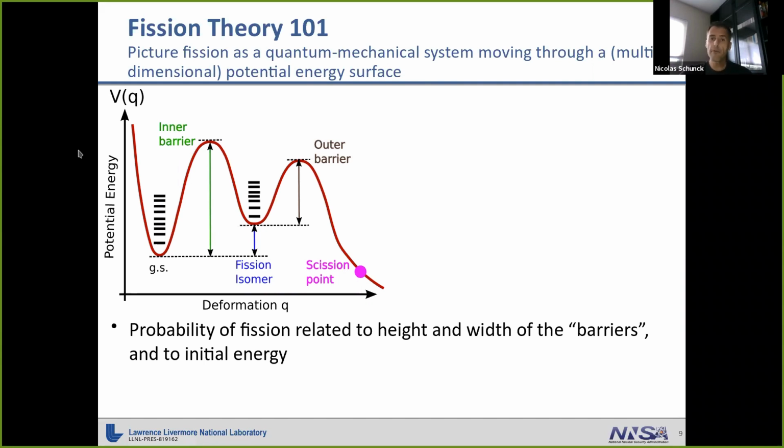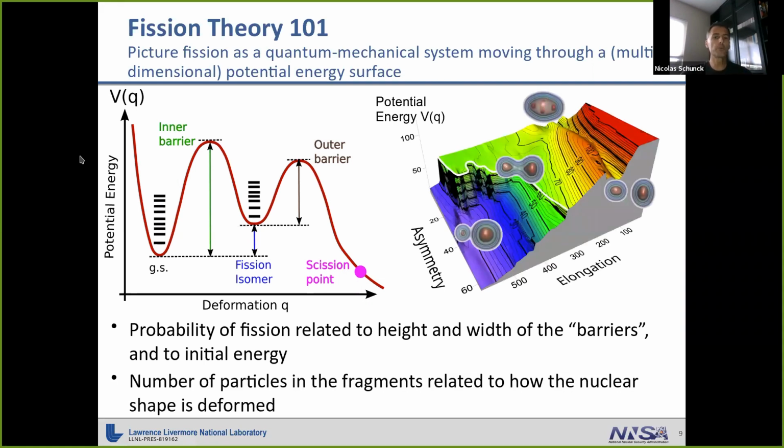That doesn't explain, however, why you don't always get the same fragments. In order to understand this, you need to realize that it's not a one-dimensional potential energy curve, but in fact a multi-dimensional potential energy surface. So this is an example here where what I plotted is the same potential energy. The difference between this one and that one is that the one on the right is actually a calculation. The one on the left is just a sketch that I made for pedagogical reasons.